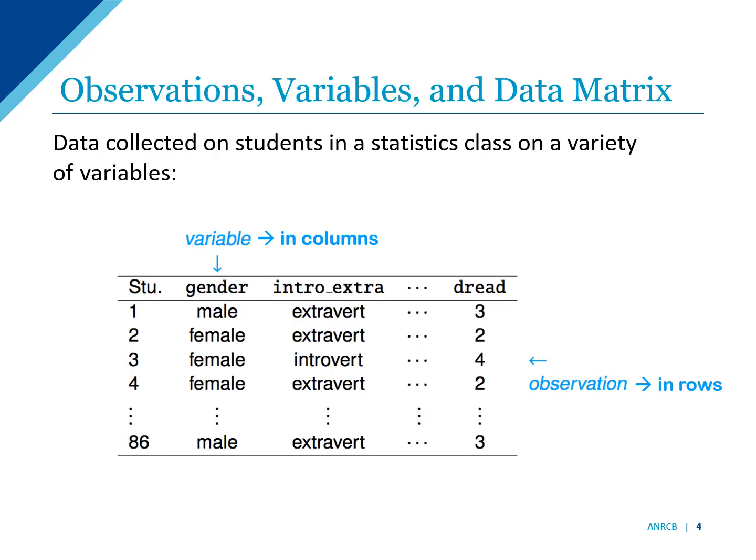You can see here an example of a data matrix with variables in the columns and observations of individuals in the rows.